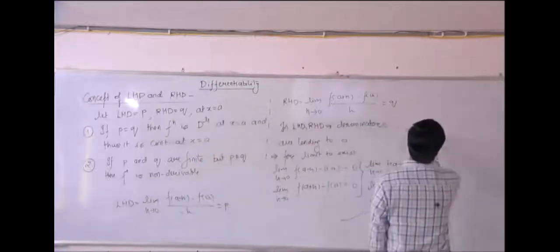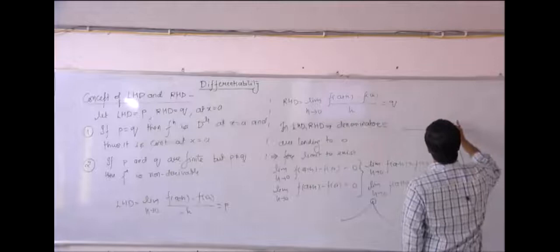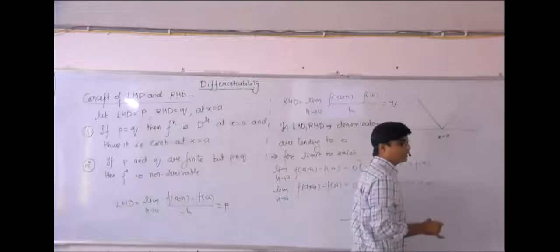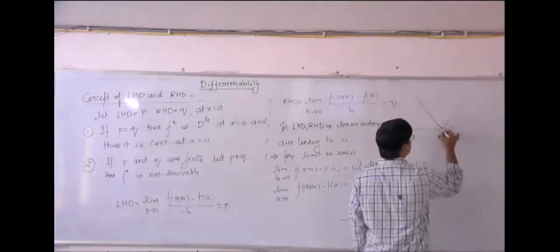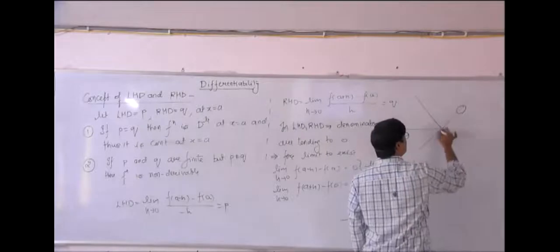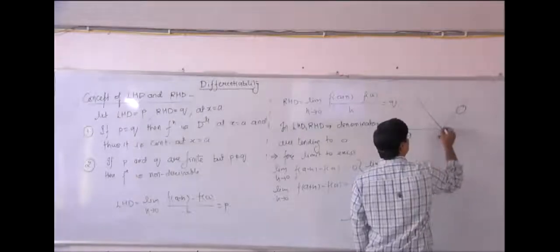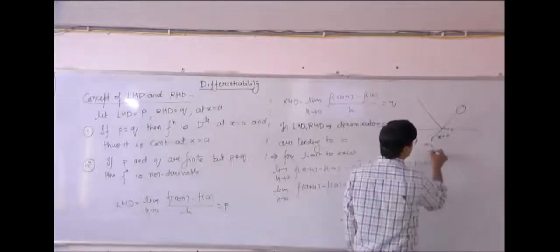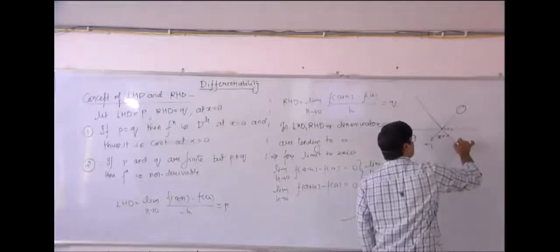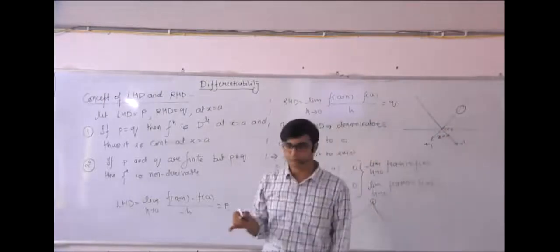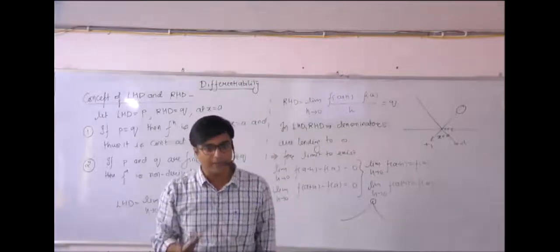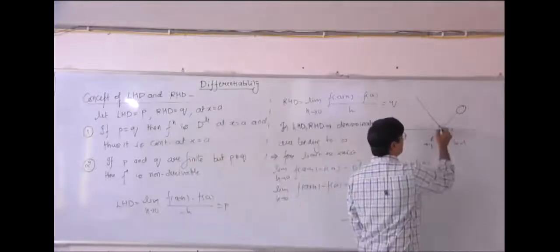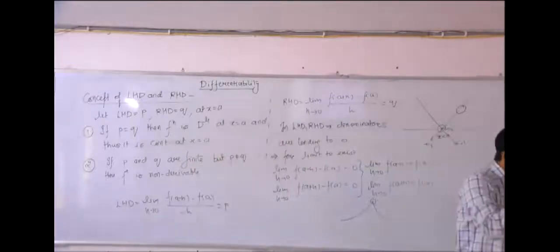If you remember mod x, yes or no? Let's say it is x equal to 0. If I calculate right hand derivative from the right hand side, then the slope of this line will be the slope of the right hand derivative. Yes or no? So it is plus 1. Left hand derivative, it will be minus 1. Yes or no? Both are finite, not equal, but function is continuous.